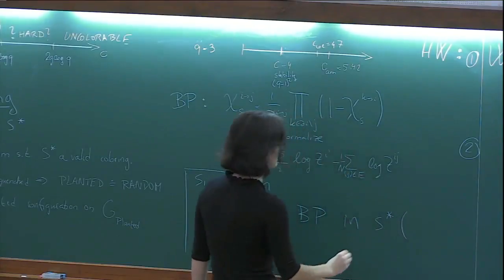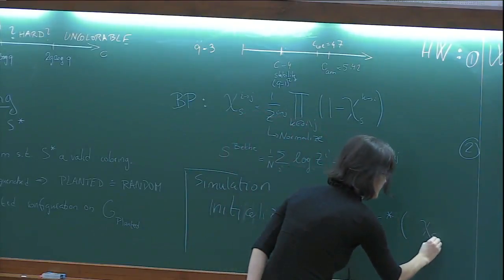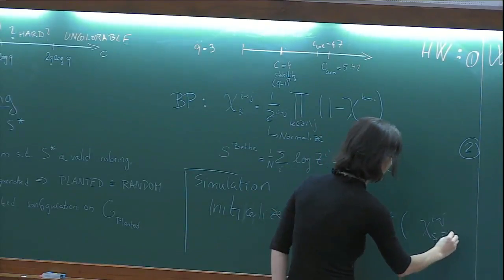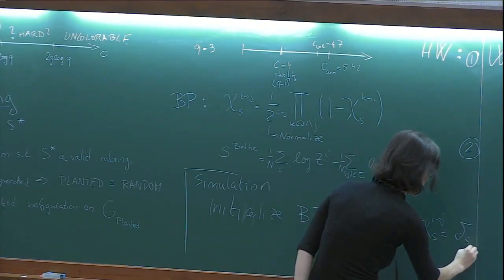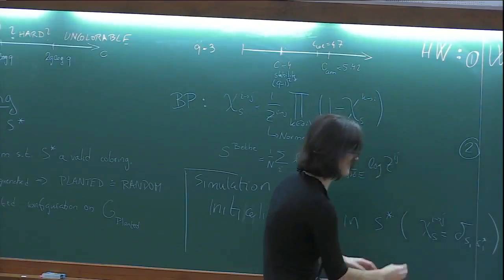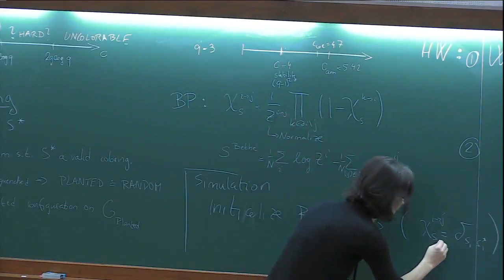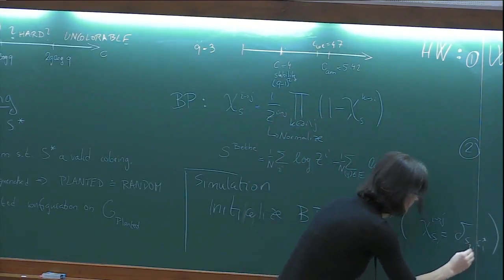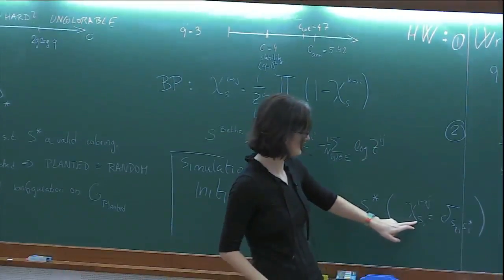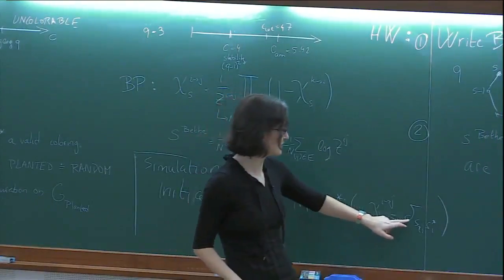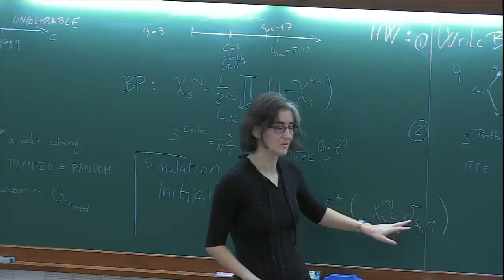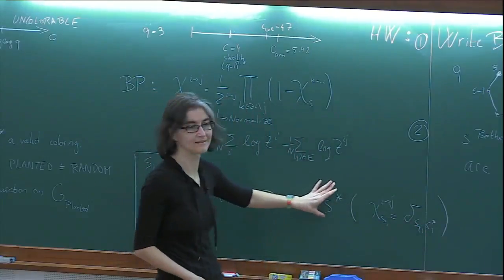By that I mean that this message chi from i to j will be equal to a delta function on S star i. So I could also put the i here. This q-component vector that goes from i to j, where these are the components, will be 0 if the component is not S star and will be 1 if the component is S star. So that's what I mean by initialize BP in the S star.